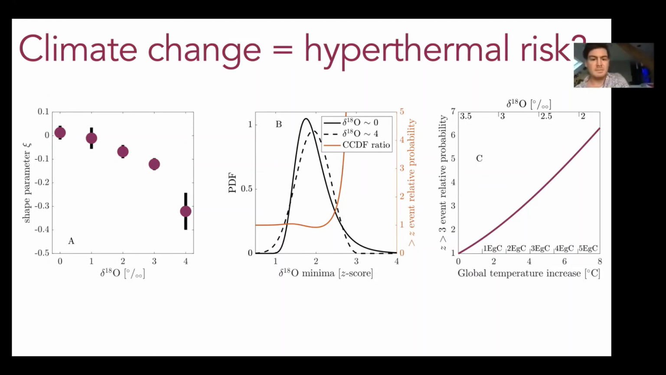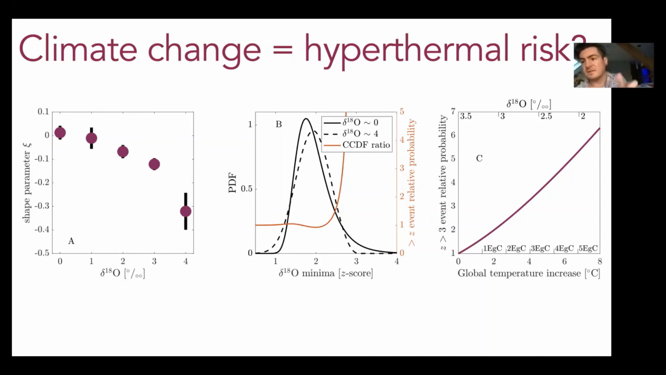What this ends up meaning in terms of a difference in the shape is shown in this middle figure. It shows you that in a background climate state like we have today, where delta 18O is about 4, we never really see extreme values that are more than 3 standard deviations above the mean. Whereas in a background climate state like the PETM, when delta 18O is about 0, we can get extremes in temperature that are more than 3 standard deviations above the mean.